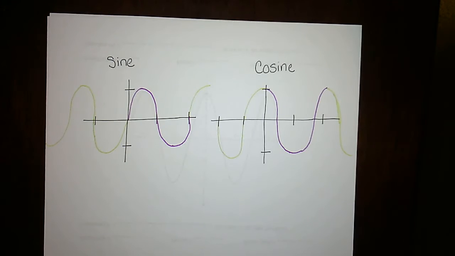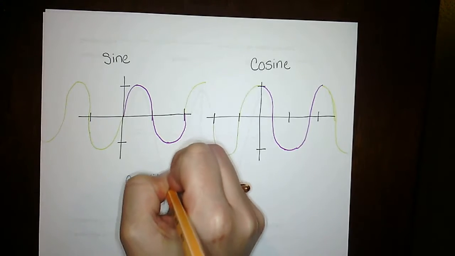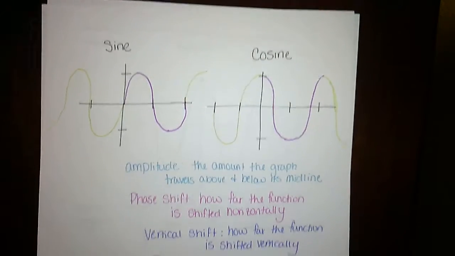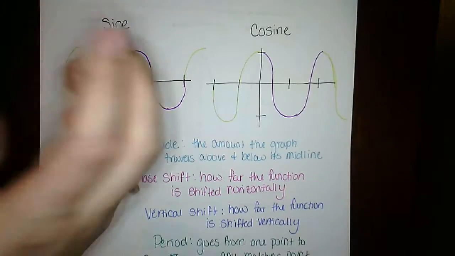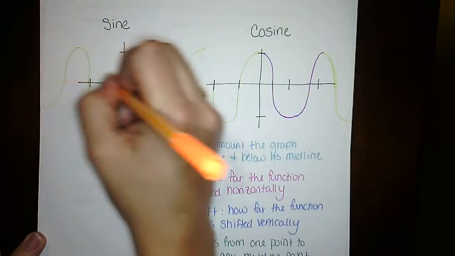Amplitude. Okay, so your amplitude is the amount the graph travels above and below its midpoint. So what I like to do is at least figure out where my midpoint is, and it's just the part that breaks it up in half.